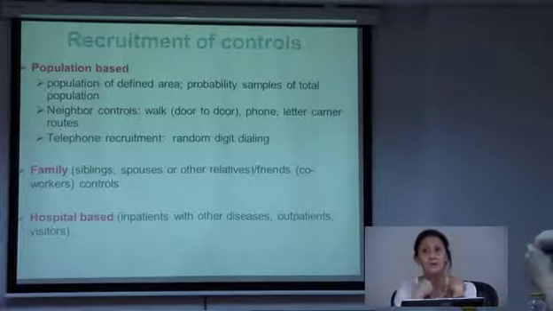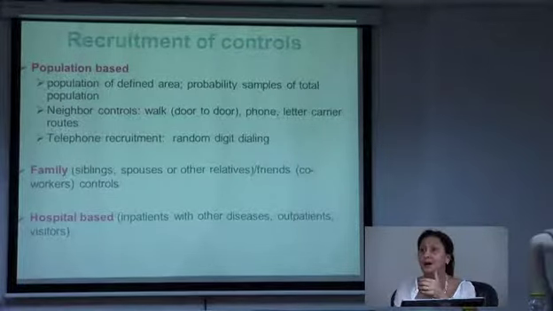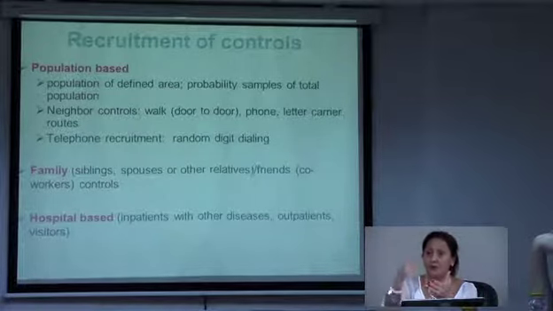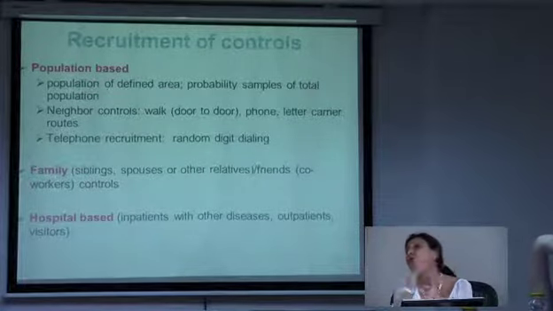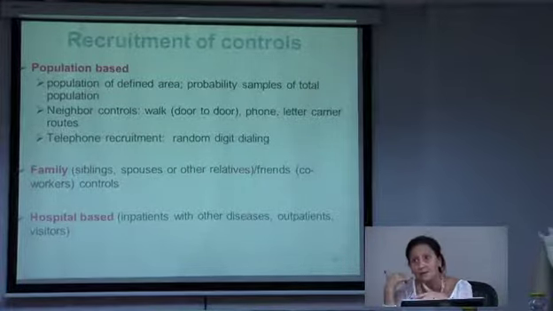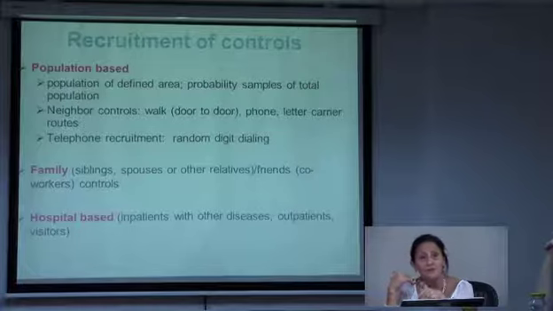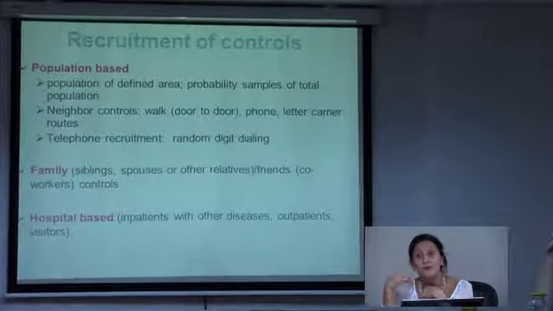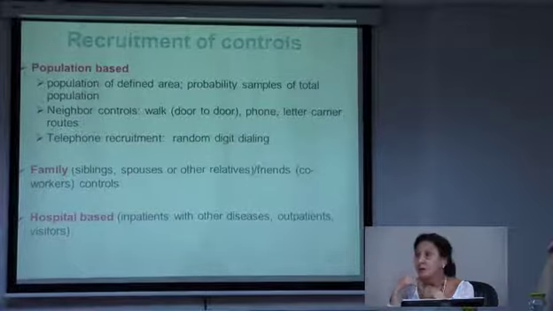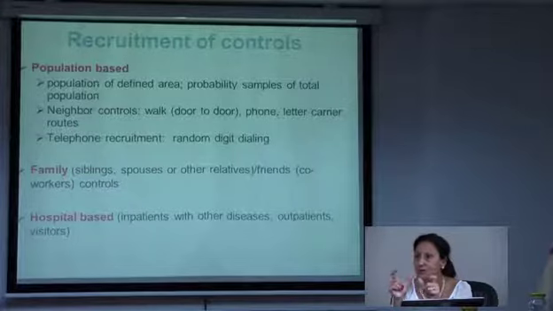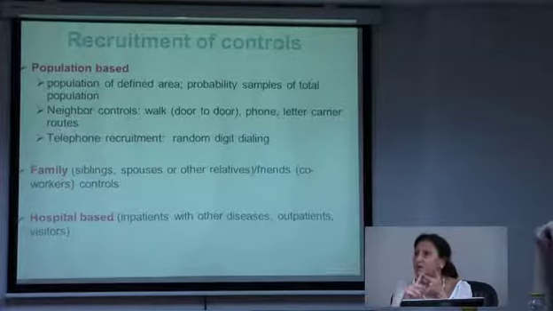How can I do a telephone recruitment? I can do random digit dialing. So I can produce a whole list of telephones from all over Lebanon and then call people and say, are you somebody who's between age 30, let's say, to 64? Yes. Have you ever been diagnosed with bladder cancer? No. Okay, this is a potential control. So with respect to the age group, and that they don't have the disease. So this could be a control.